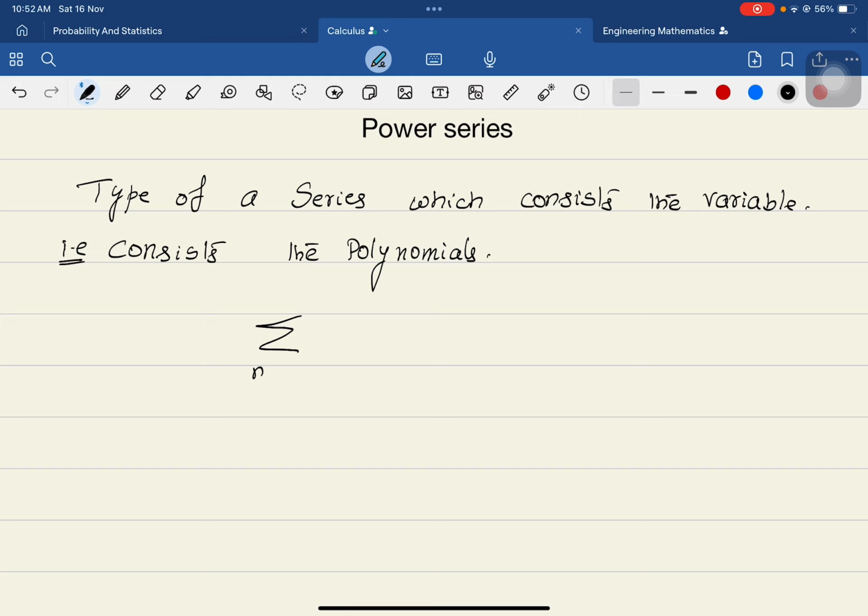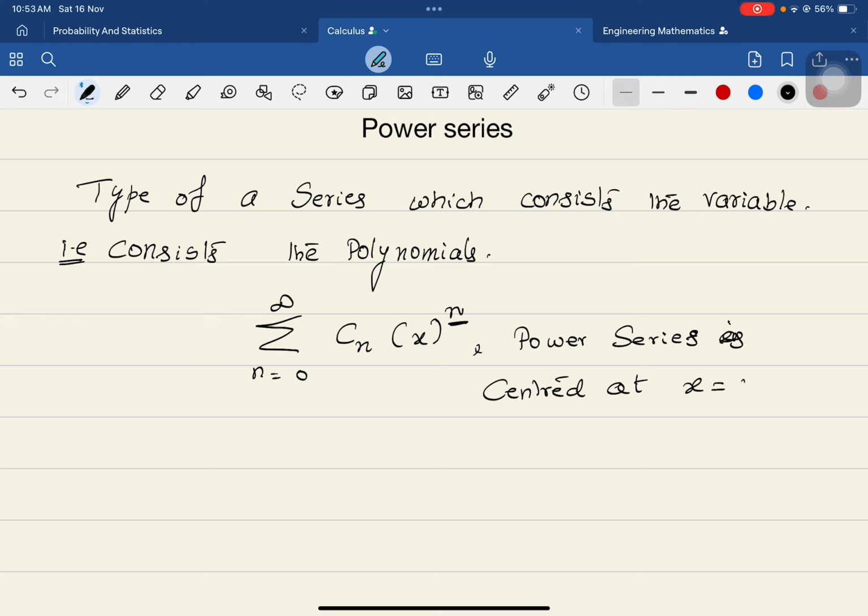That is summation n is equal to 0 to infinity Cn times x to the power of n, where x is a variable and it is powered, and so we call it a power series. And this power series is centered at the origin, you can say. Actually, the power series is centered at the point x is equal to 0.